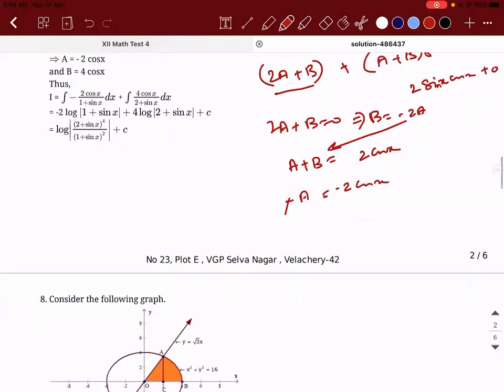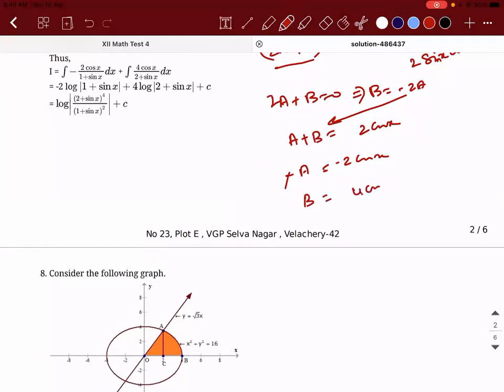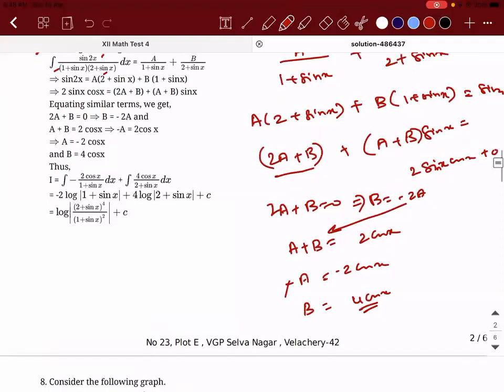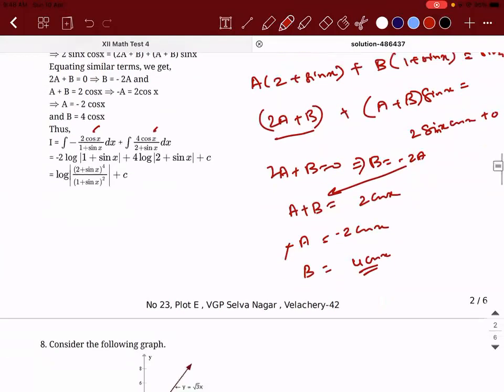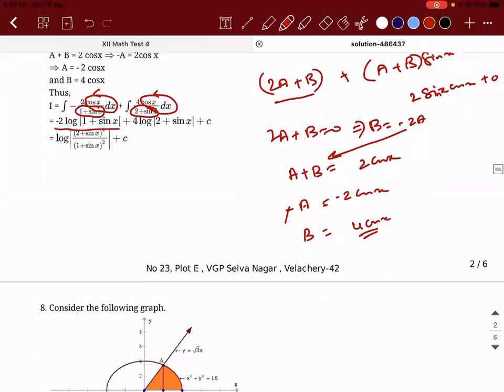Then what will happen to B? B will be 4 times cos x. Substitute it in this place. Then you will get minus 2 cos x divided by 1 plus sin x plus 4 cos x divided by 2 plus sin x. Now the problem is simple. Take 1 plus sin x as t, then cos x dx will become dt. Similarly, take 2 plus sin x as t, then cos x dx will be equal to dt. So minus 2 log of 1 plus sin x plus 4 log of 2 plus sin x plus c is the answer. Using the formula log a minus log b is log of a by b, you will get this expression.